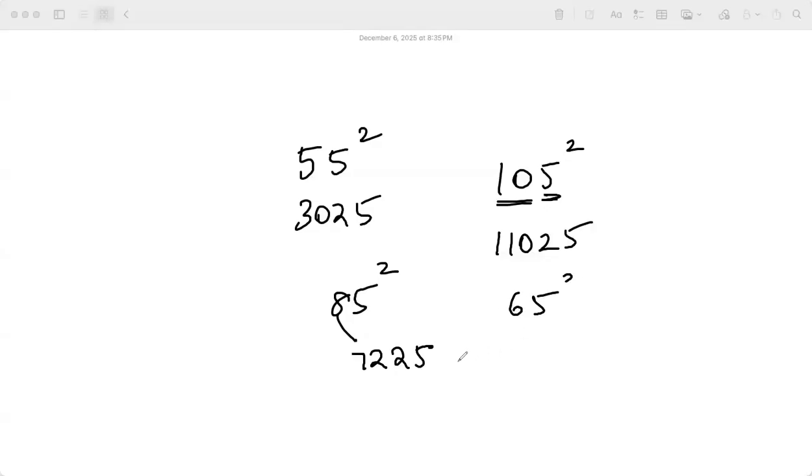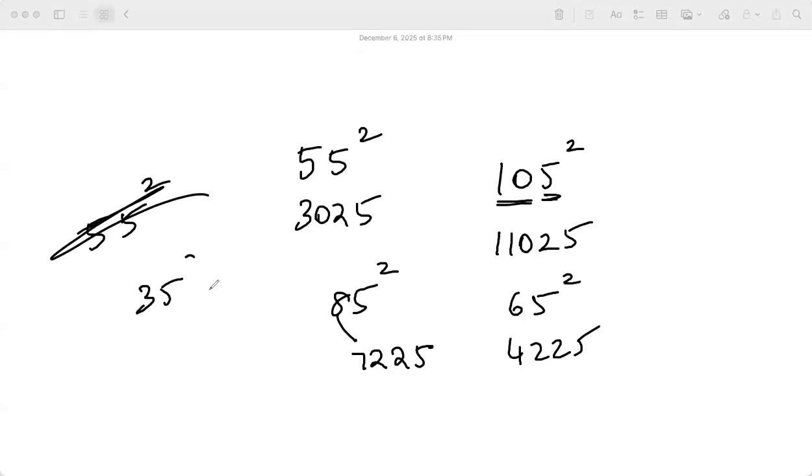65 square? Somebody else now. Not Johan. 4225. Nice, Shyam. How about 35 square? Somebody else, please. Just try and make sure you get it. If you shout it out, we'll know whether you didn't get it. 1225. Yep. Correct, right? So you all got it? Ashwik, are you there, Ashwik?